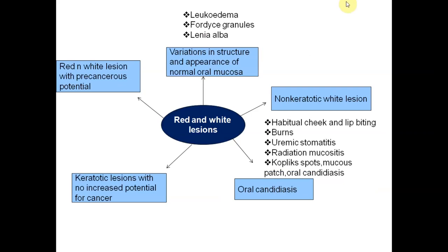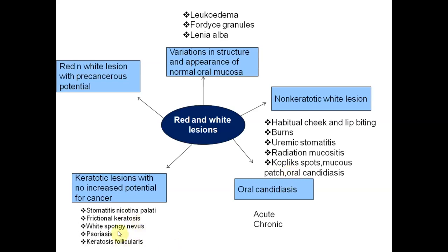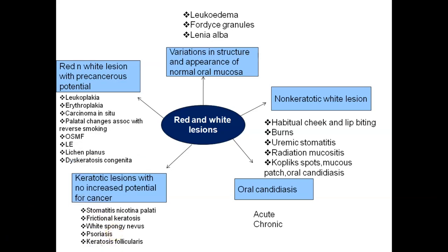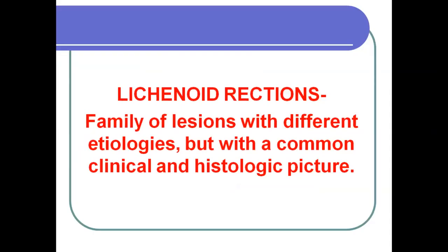And in non-keratotic white lesions, we have habitual cheek and lip biting, burns, uremic stomatitis, radiation mucositis, Koplik spot, mucous patch, and oral candidiasis. Oral candidiasis could be classified as acute and chronic. And keratotic lesions with no increased potential for cancer are stomatitis nicotina palati, frictional keratosis, white spongy nevus, psoriasis, keratosis follicularis. Whereas red and white lesions with precancerous potential are leukoplakia, erythroplakia, carcinoma in situ, palatal changes associated with reverse smoking, OSMF, lichen planus, and dyskeratosis congenita. So this is a classification of red and white lesions.